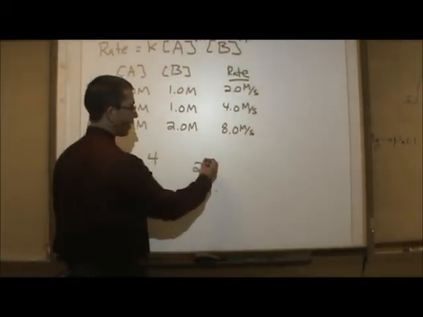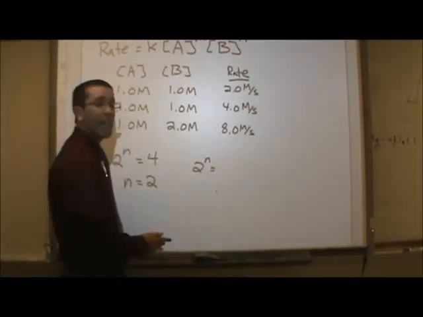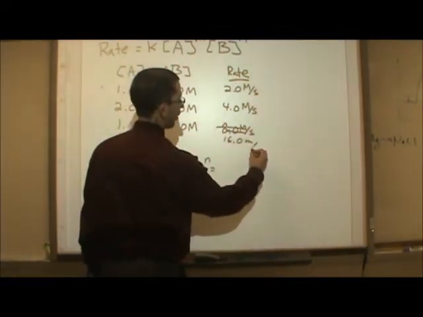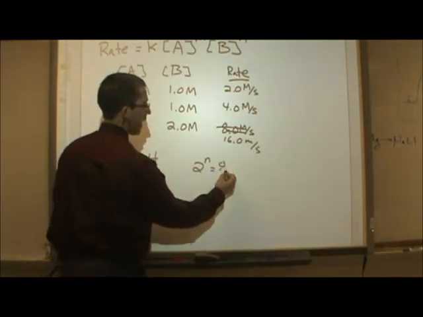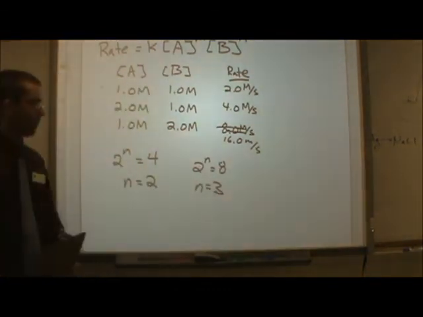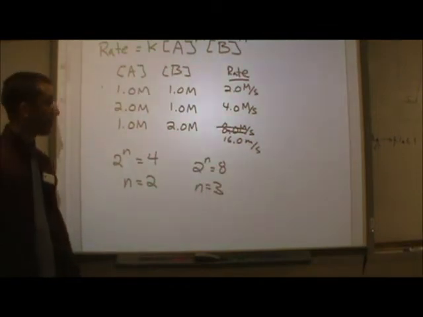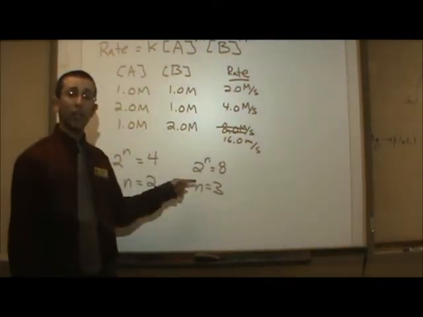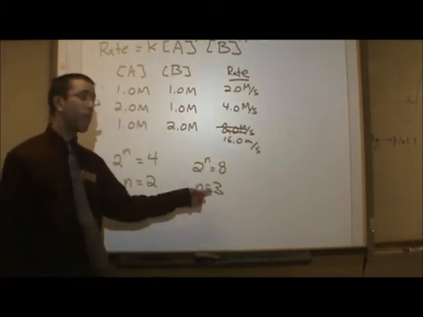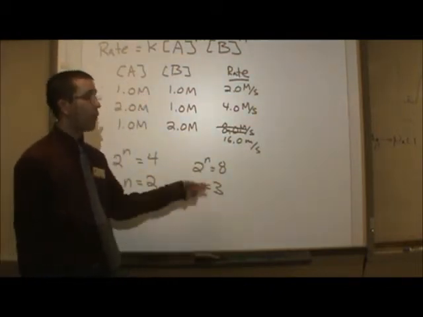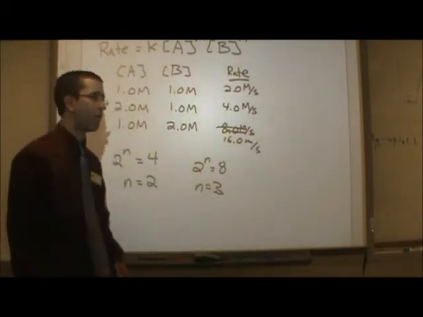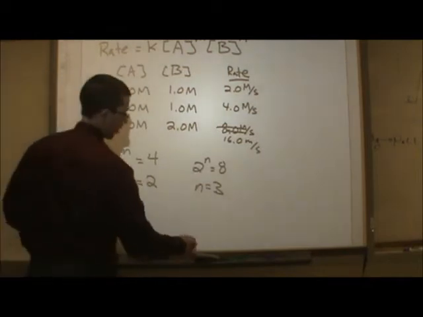If we doubled the concentration and the rate went 8 times faster, so let's say this said 16.0 molarity per second, it went 8 times faster, this would be N to the third power. Okay, hopefully you're seeing this. So, if I double the concentration and the reaction rate goes 8 times faster, this is a third order reaction. If it went 16 times faster, it would be a fourth order, and so on and so on. All right.